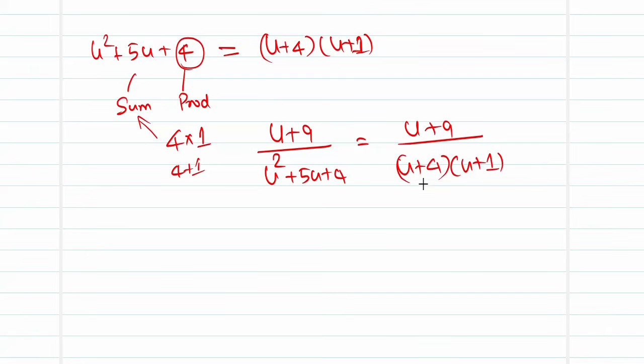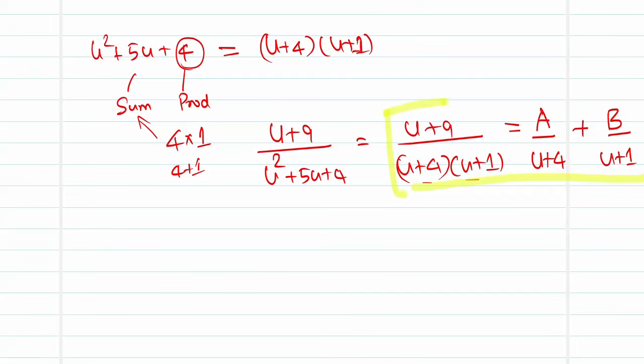Now we notice that both the factors here are different and linear in nature. So I can just substitute one constant, A, for the first factor u plus 4, and then give the second constant, B, for the second factor u plus 1. So this is the partial fraction which we are now going to solve for.